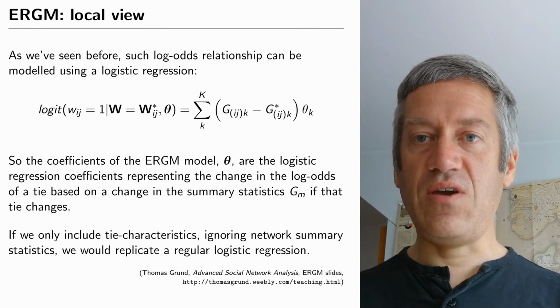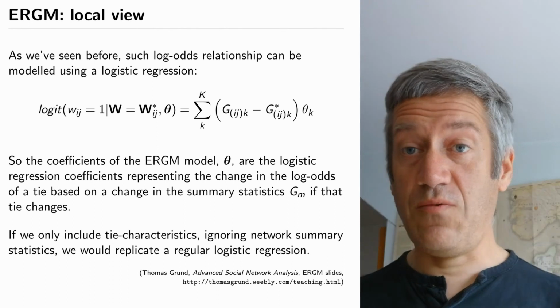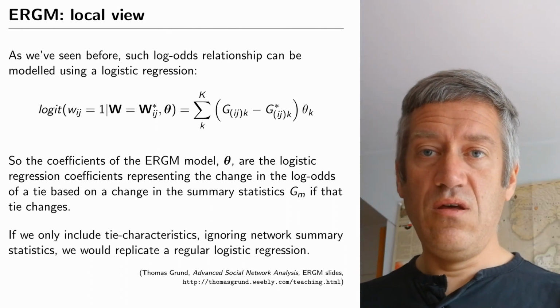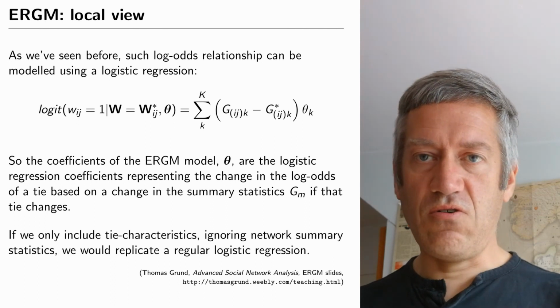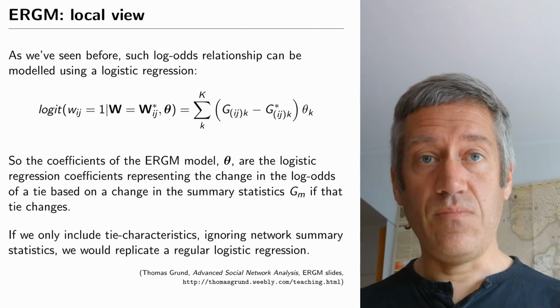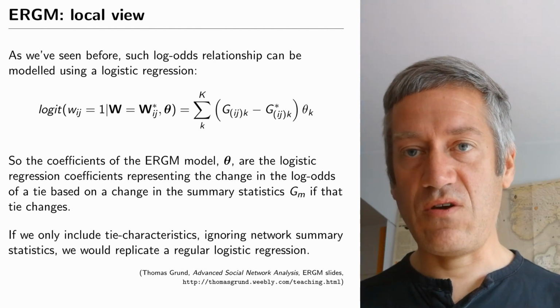And each time, locally, it looks like a logistic regression where the dependent variable is having a tie or not. And then we can look at the log likelihood of the ratio of the log odds between a network that does have this tie and one that doesn't have this tie. And then taking into account all the summary statistics that we have incorporated in the model.